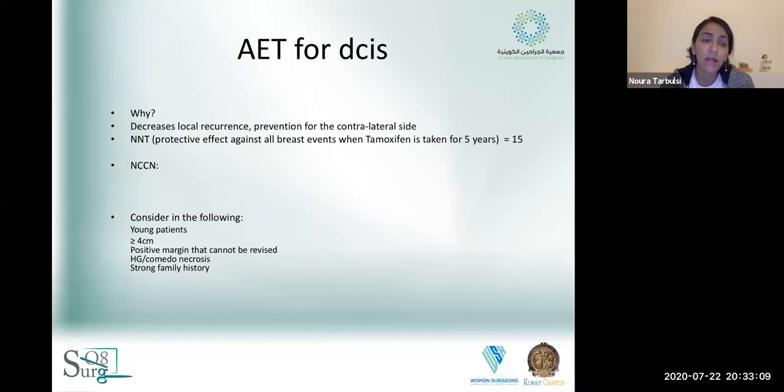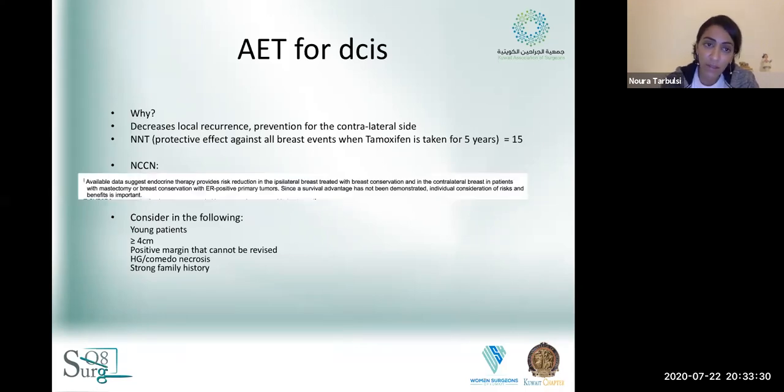You're not going to go back and remove the muscle for DCIS, but this is one of the things that you could offer the patient to decrease recurrence, radiotherapy or anti-estrogen treatment. Patients with high-grade comedo necrosis also are considered for anti-estrogen treatment, and strong family history. So these are the patients that we discuss with them anti-estrogen treatment.